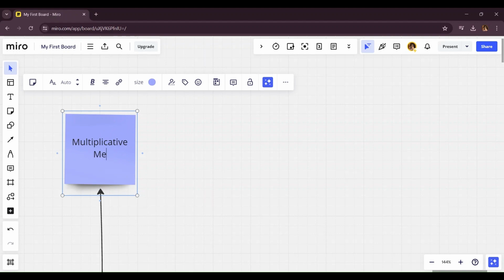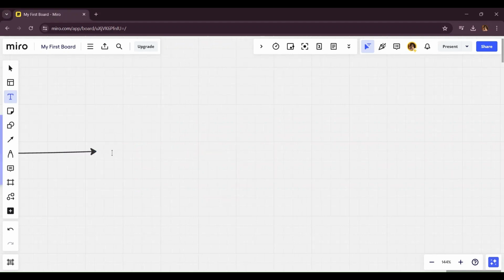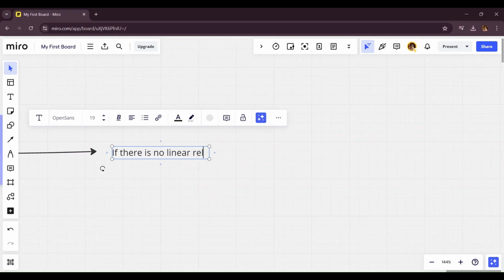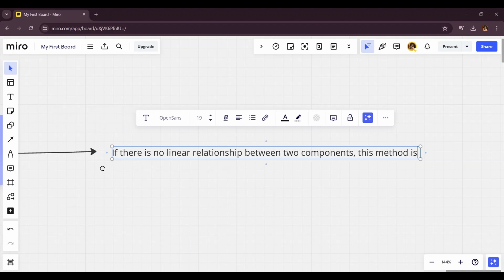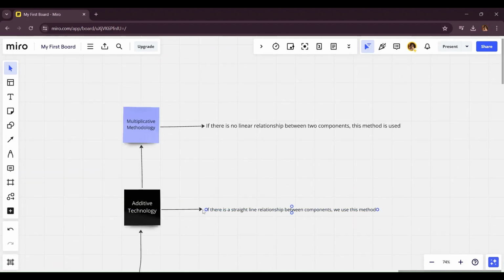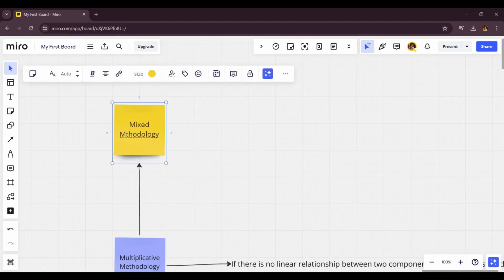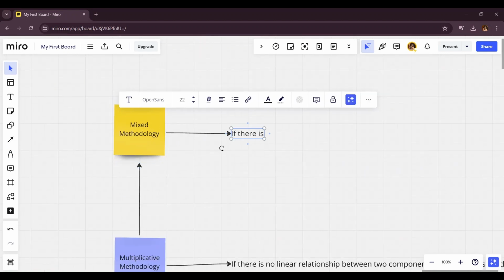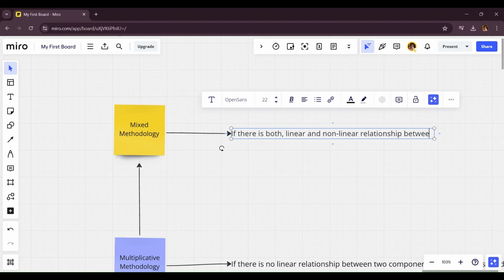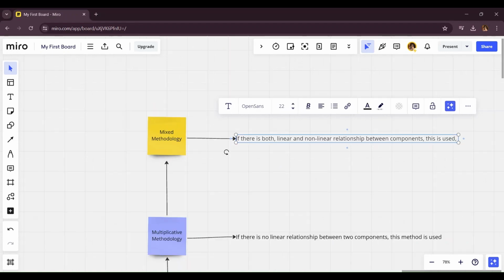Next, we have multiplicative methodology. Now, if there is no linear relationship between two components, this method is used. And mixed methodology is basically a mixture of both multiplicative and additive methodology. So basically, there is a linear and a non-linear relationship between components in the dataset.